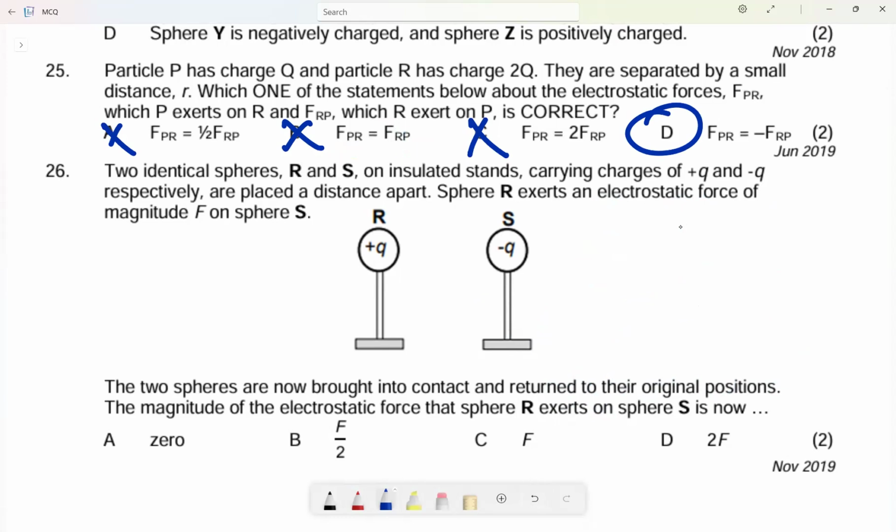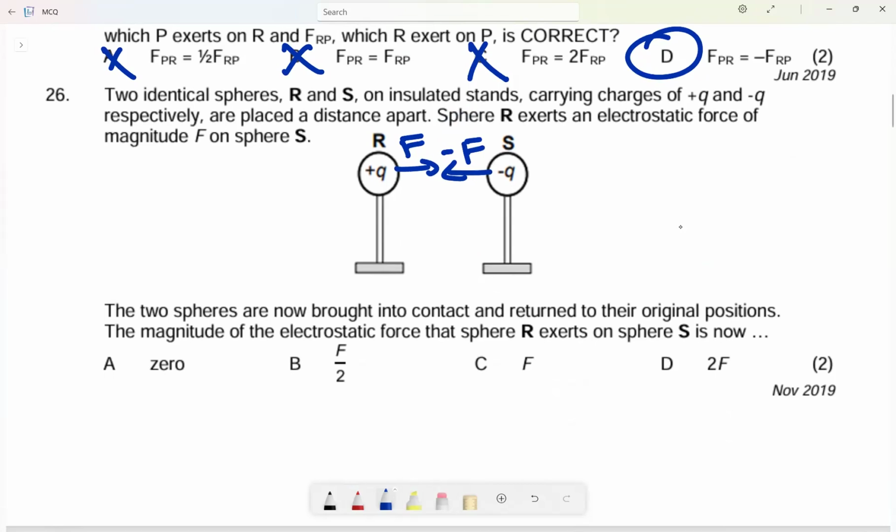Then I'm told that two insulated spheres, R and S, on insulated stands, carrying charges of Q and negative Q respectively, are placed a distance apart. Sphere R exerts an electrostatic force of F on S. Then we know S will exert the same force of F, but in opposite direction. The two spheres are now brought together into contact and returned to their original position.